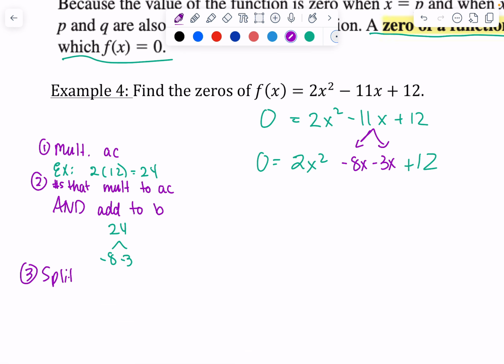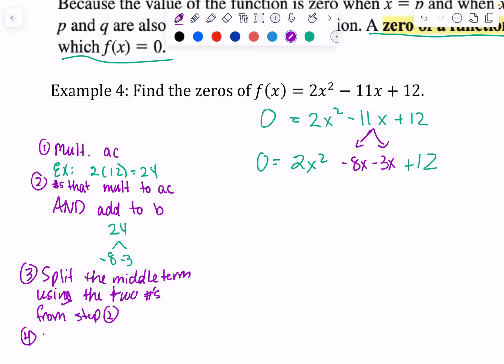Split the middle term using the two numbers from step 2. Okay. Then step 4 is going to be factor by grouping. See how important factoring is? I hope you guys remember this and that I'm not speaking Chinese. Okay, what is factor by grouping?